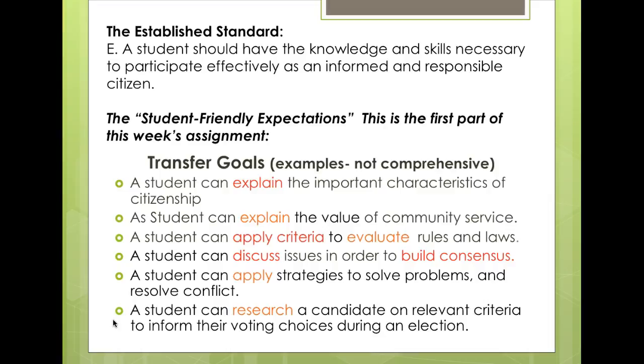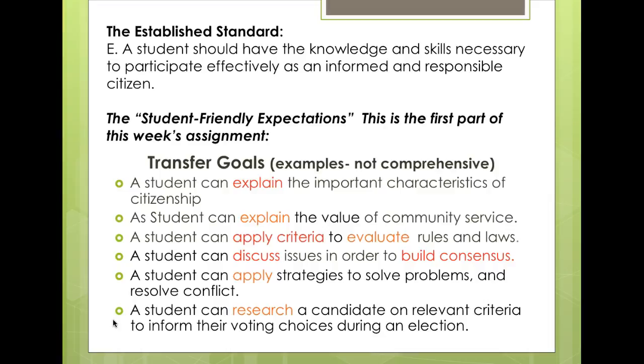So the established standard is a student should have the knowledge and skills necessary to participate effectively as an informed and responsible citizen. Great big broad standard. Transfer goals are more specific than the performance indicators. These are examples; this isn't comprehensive. A student can explain the important characteristics of citizenship. Can you measure that? Yes. Can you make an objective with it? Yes. Will students know when they can do that? Yes. So you're looking at how you're quantifying these performance indicators.